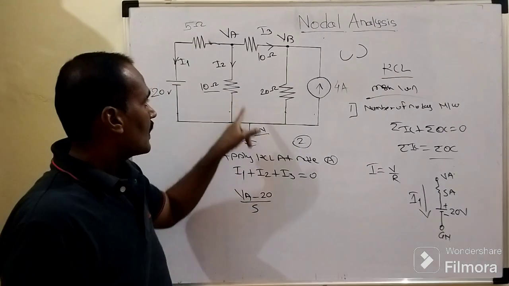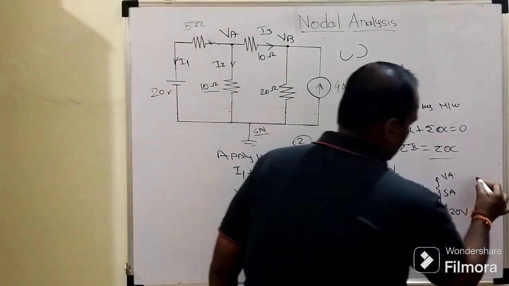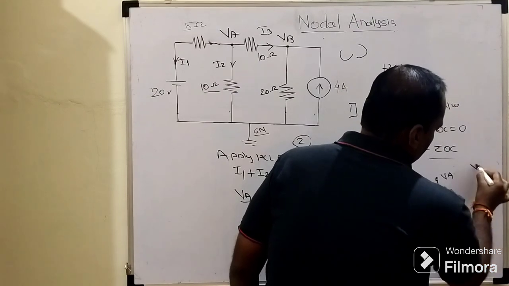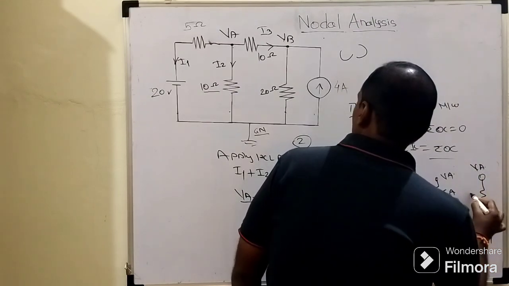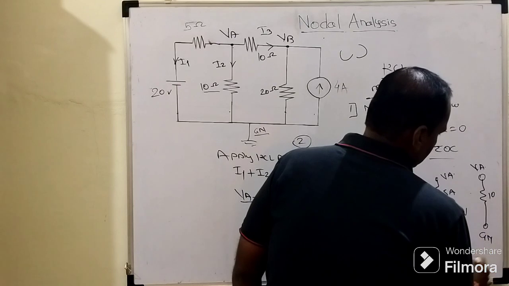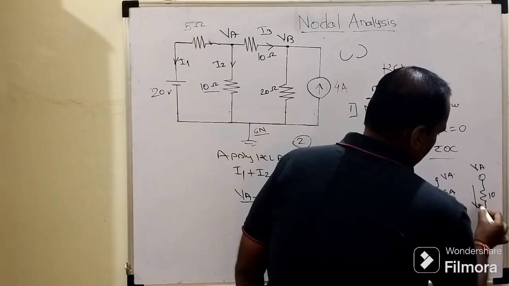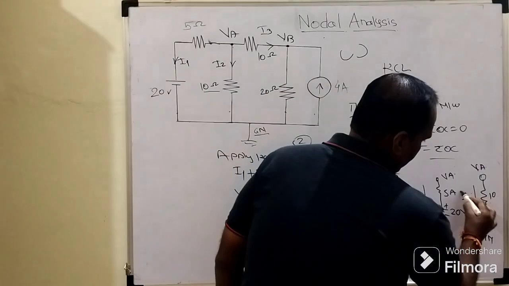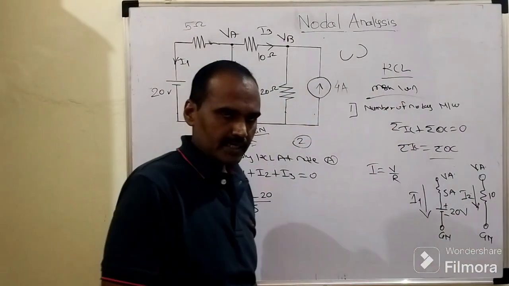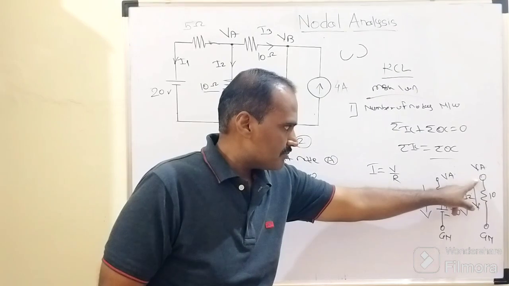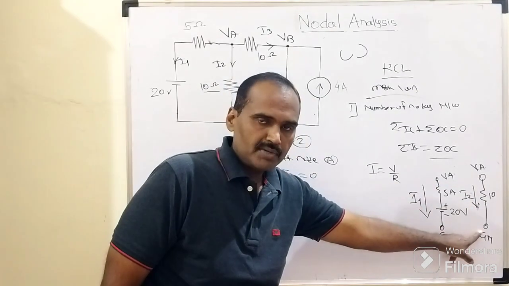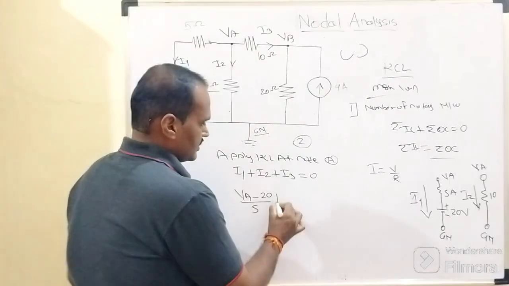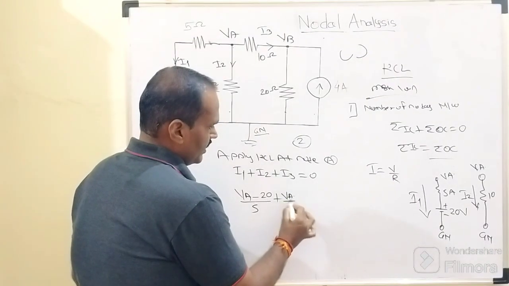What about I2? I2 is nothing but the current flowing through this 10 ohm resistor. How is it connected? This is VA, this is a 10 ohm resistor, and this is the ground node, right? And this is I2. So I equals V by R, right? Here the upper end of this branch is kept at VA and the lower end of this branch is kept at the ground node. So it will become V by R, so plus VA divided by 10.